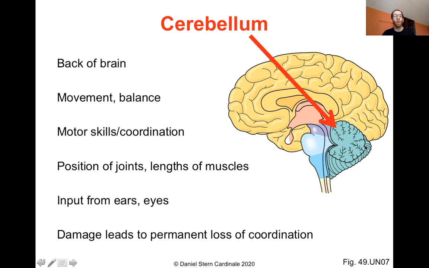Memories in the cerebellum don't have that use it or lose it aspect to them. So once you learn how to do something that involves the cerebellum, you have it for the rest of your life. And that's why you never forget how to ride a bike.